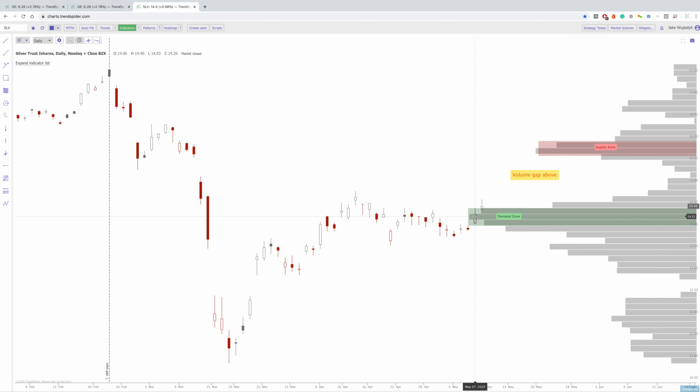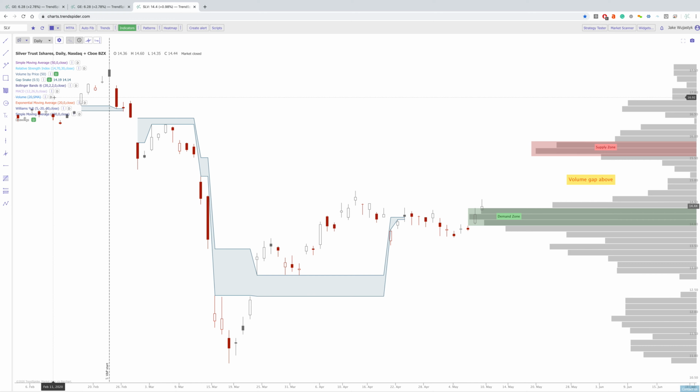So you can see there's still a massive volume gap here above, and if we did move into this volume gap, the next supply zone where a lot of people are holding currently is around 15 bucks. If we do turn on that gap snake, you will see that we do have this gap above right here. We do have a gap below as well, so that's interesting. But we have two gaps above, one gap below, and a lot of the shares being distributed right around the current price. So does the price break out?